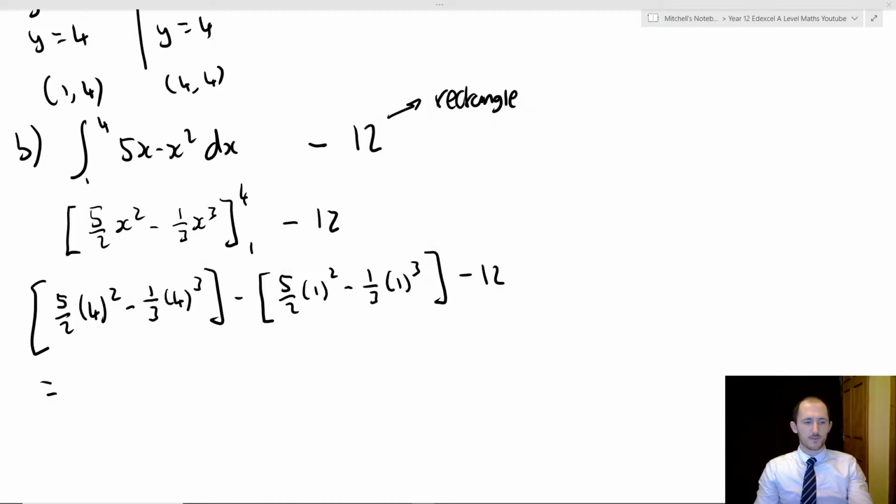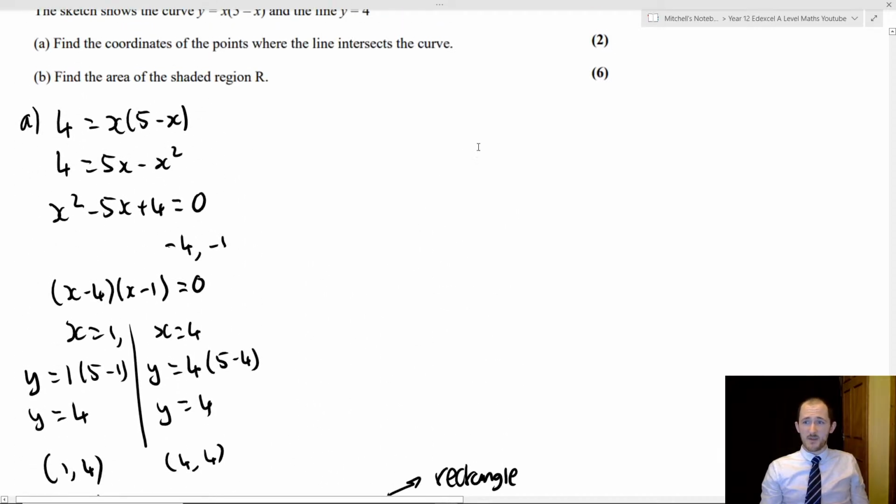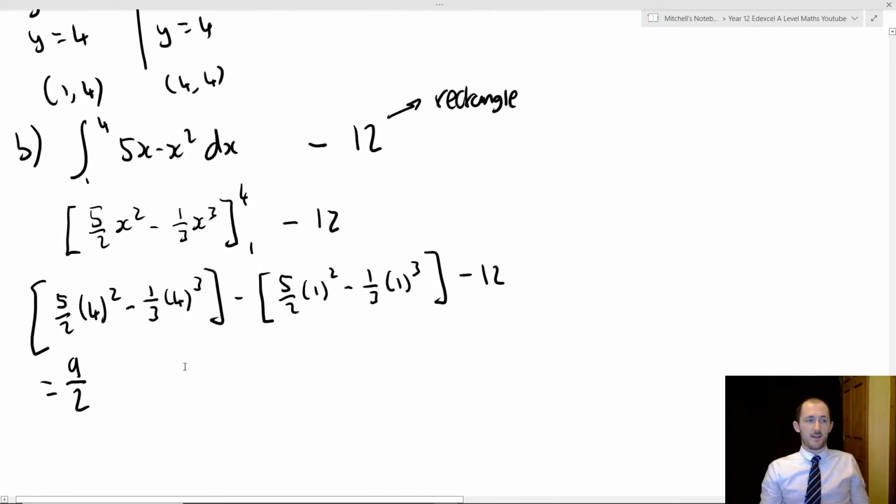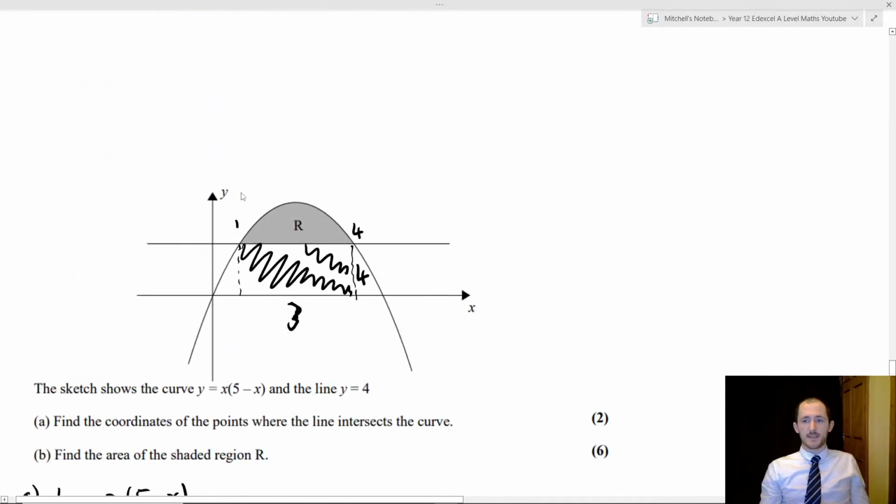9 over 2, so 4.5. Okay, that gives you the full 6 marks. And again, if you look at the work we did, 6 marks for 3 lines of working out and an answer. It's not bad, but again, it's relying on you understanding what this means and what it means when you integrate something.